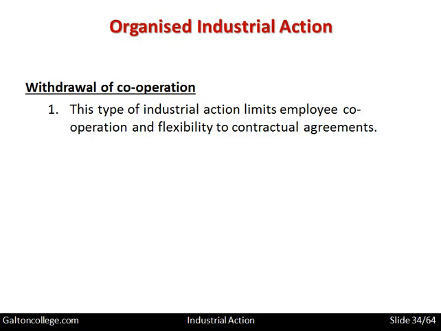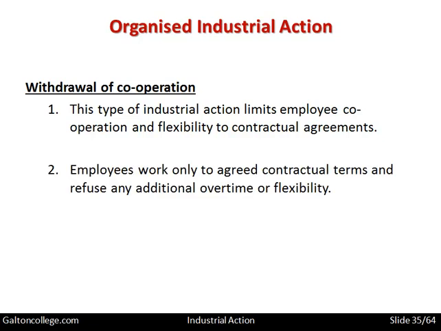Now, to gain their cooperation, they may need extra inducements, and they may have grievances and issues that need to be resolved before they will start to work properly again. But in the meantime, whilst those grievances are outstanding, they withdraw their cooperation. They work exactly to their contracts. Employees only work to agreed contractual terms and refuse any additional overtime or flexibility. They work exactly to what their contract states. No more, no less. So there's no flexibility, there's no overtime working, and the only way to win their cooperation is by conceding some issues or resolving some issues that are causing problems.